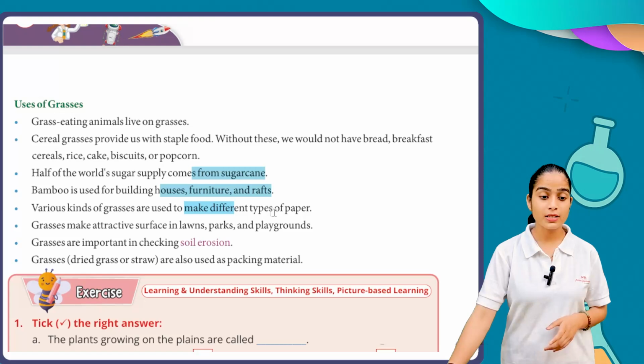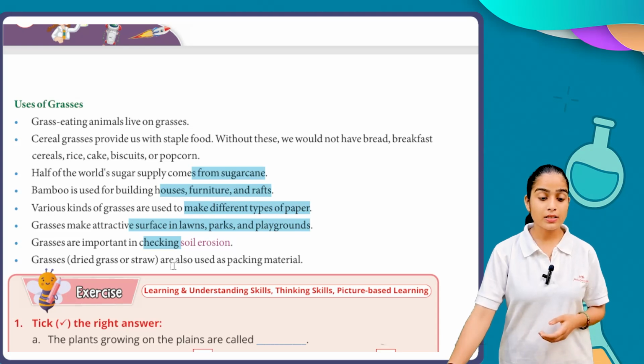Various kinds of grasses are used to make different types of paper. Grasses make attractive surfaces in lawns, parks, and playgrounds. Grasses are important in checking soil erosion, and dried grasses or straw are also used as packing material.